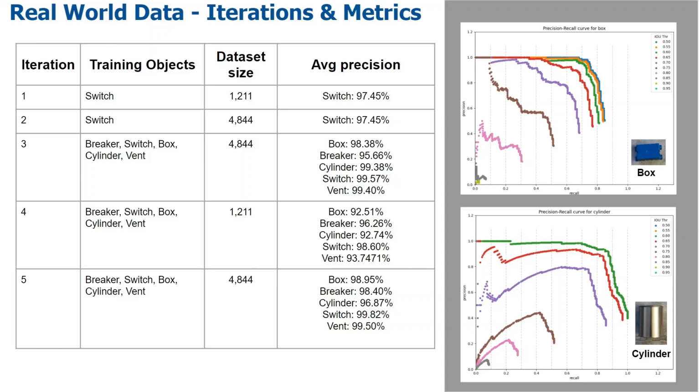At each iteration, we would also calculate the precision recall curve for each object, which would let us identify good probability thresholds for our object detection models. Here we have 2 sample PR curves for the box and the cylinder. A well-chosen probability threshold can reduce false detections while maintaining high recall or accuracy. In the next slide, we'll preview some sample detections from the trained neural net models.